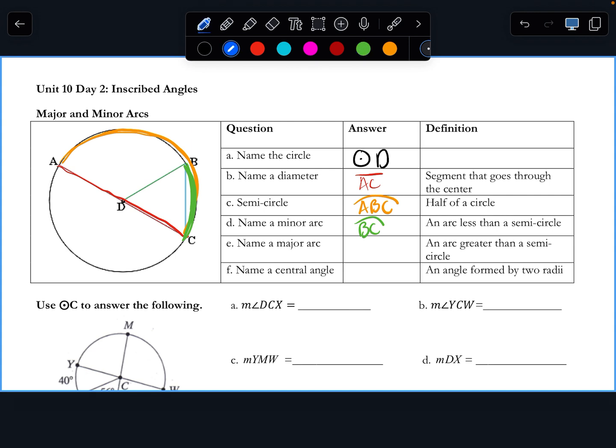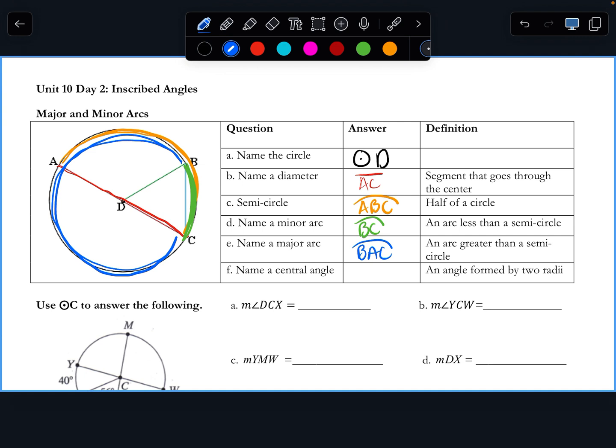So I don't know, maybe I'll go counterclockwise just to be wild. B-A-C. Woo! B-A-C is a major arc. Whoa, that's majorly big. Okay. I don't know, just go with it.